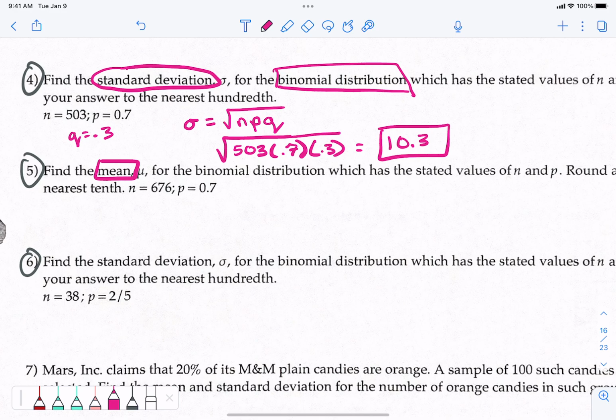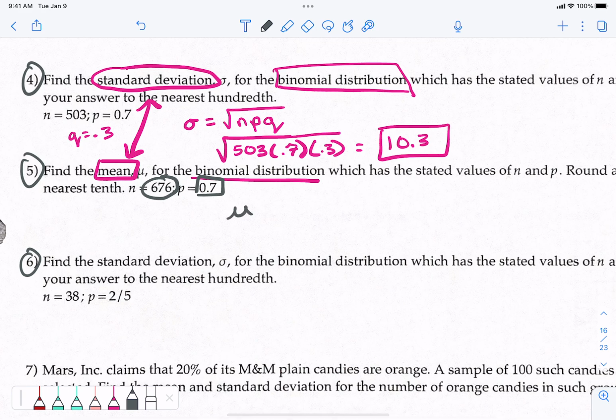I'm going to do the mean for a binomial distribution. It should be in the same area for the formula as the standard deviation was, kind of in the same area on your yellow sheet. But what this is saying is that I have 676 people, let's say, and 70% of them are behaving a certain way. How many is that on average, right?